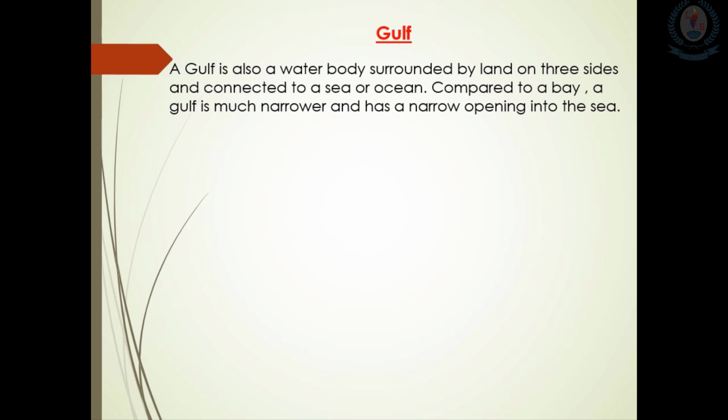Children, now you are going to learn about our next water body, that is gulf. A gulf is also a water body surrounded by land on 3 sides and connected to a sea or ocean. Compared to a bay, a gulf is much narrower and has a narrow opening into the sea. Now tell me children, what is the difference between gulf and bay?